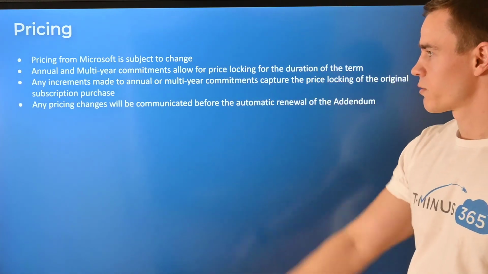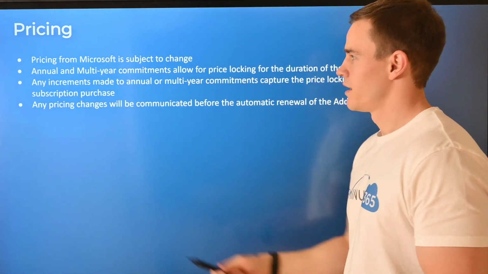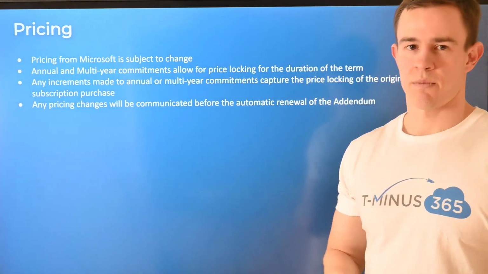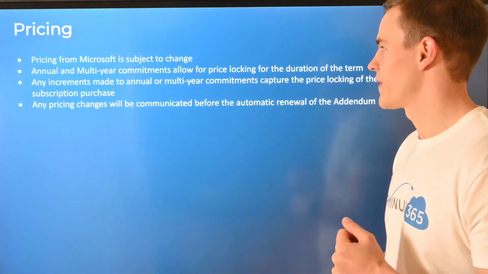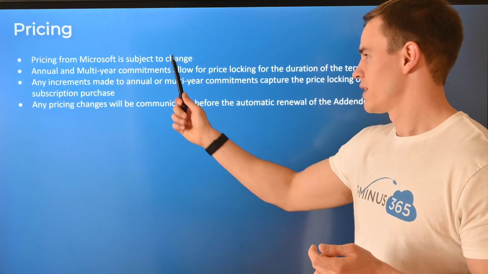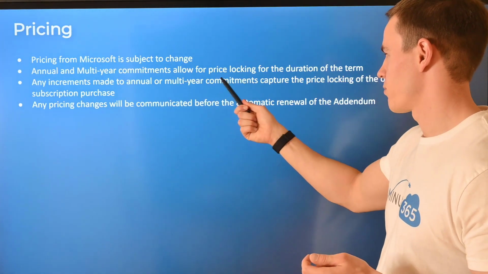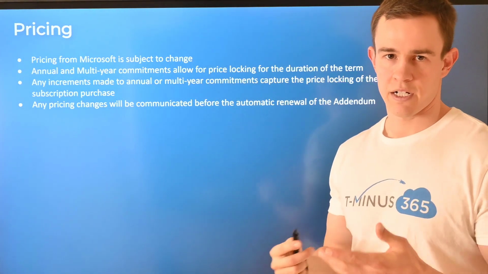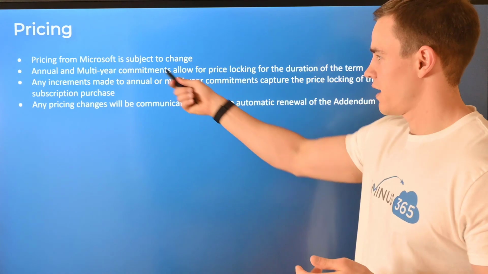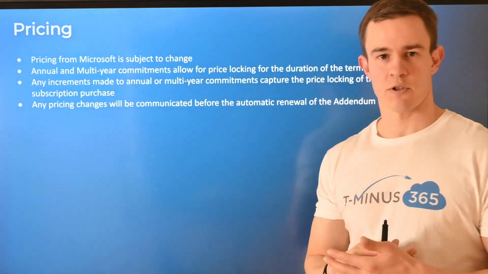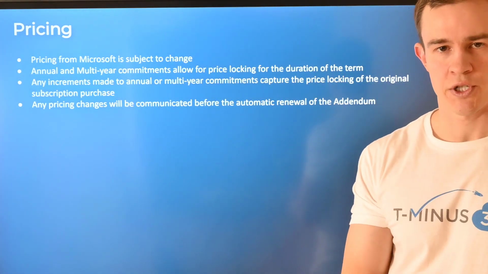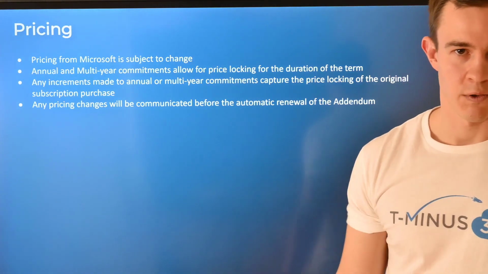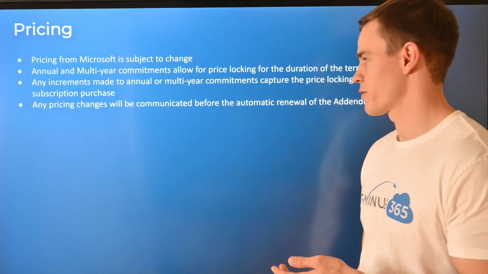The last one here is just related to pricing. Obviously pricing for Microsoft is subject to change. We already know that with the March 1st price increases that are coming. And then you have your annual and multi-year commitments allowing for price locking during the duration of the term. So this is to say that anything that you do now and any increments made will capture the rate plan that you're on for the duration of the term. So just noting that they can price lock to avoid future price increases that might come from Microsoft.